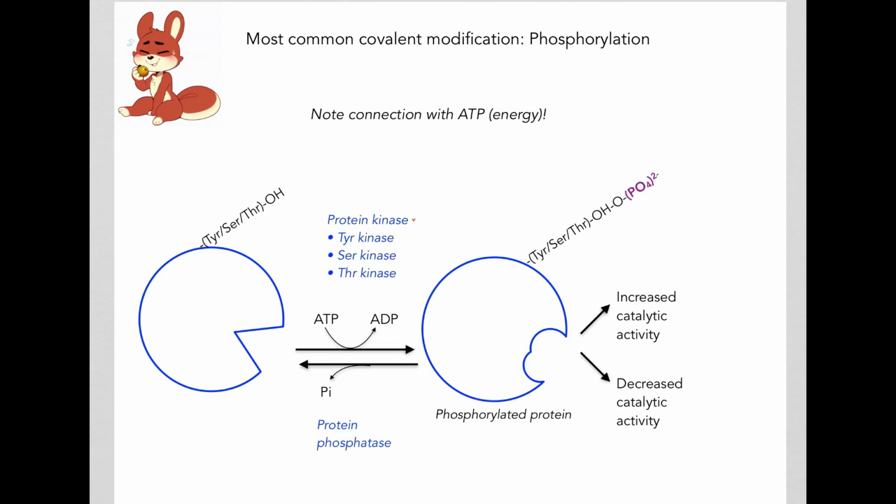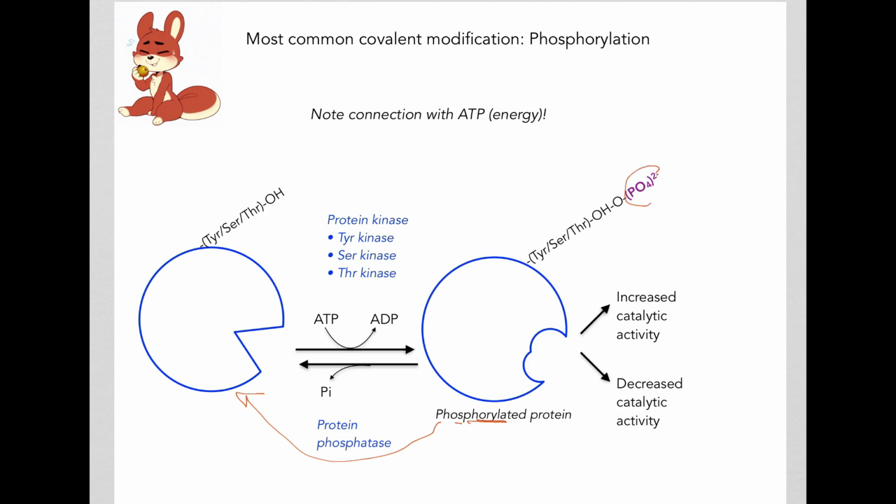There are several different types of protein kinases that we'll come across in future videos. If the tyrosine was phosphorylated, we could call the protein kinase a tyrosine kinase. If the serine was phosphorylated, it would be a serine kinase. If a threonine was phosphorylated, then we could call it a threonine kinase. The phosphorylated enzyme could either show increased catalytic activity compared to the non-phosphorylated form, or it could show decreased catalytic activity.